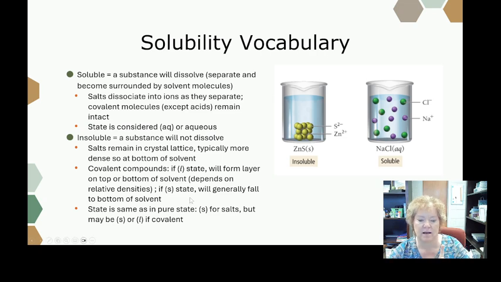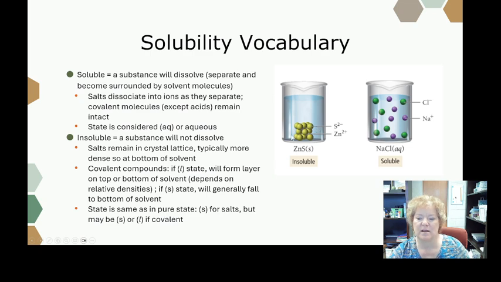Actually, that would be an ionic compound, but in a solid state, if I had maybe flour. Flour is kind of not a solid, it's more of a powder, but still. The state is the same for covalents or ionics as it was in its pure state. The pure state for ionic compounds is solid. For covalents, sometimes it's solid, sometimes it's liquid. And so that's what we're going to use as our vocabulary for soluble, insoluble, and the states that we talk about.